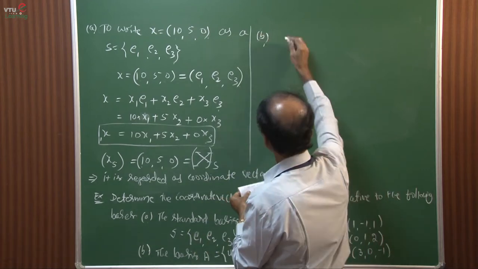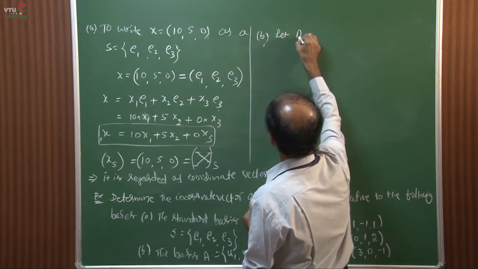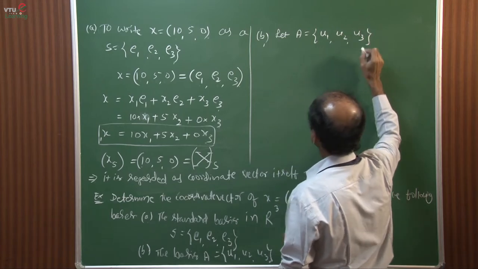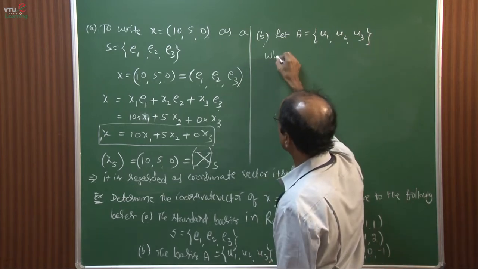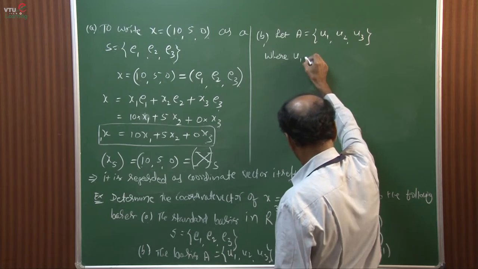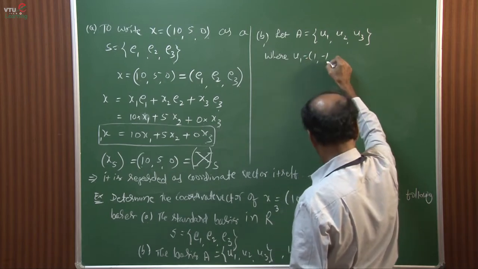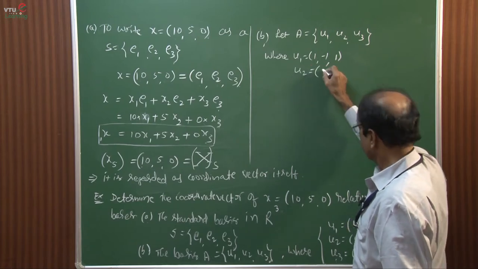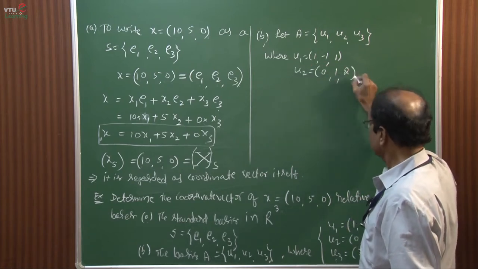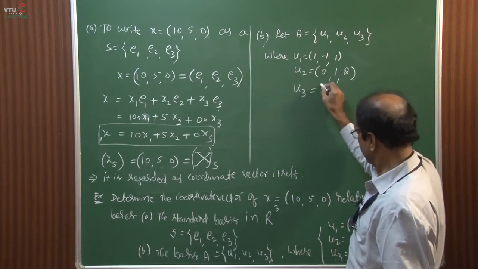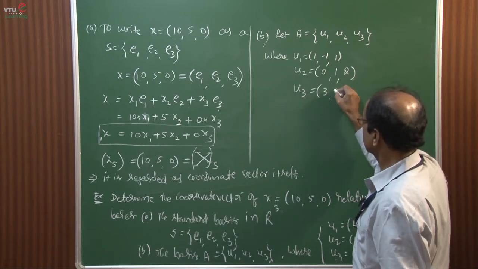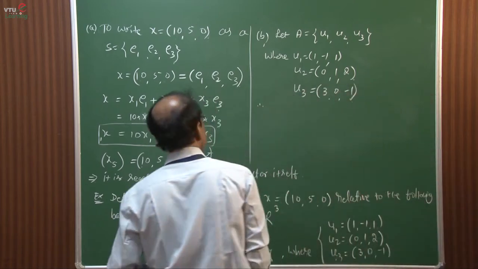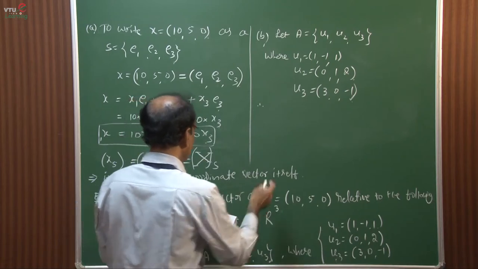Let A is equal to u1, u2 and u3, where u1 is equal to 1, minus 1, plus 1, and u2 is equal to 0, 1 and then 2, and u3 is equal to 3, 0 and minus 1. Then therefore we form the linear combination.